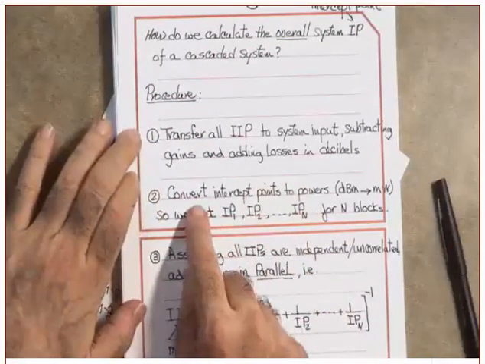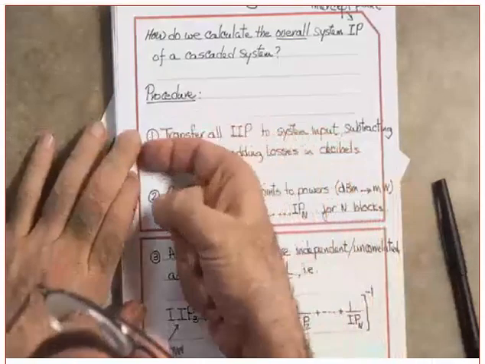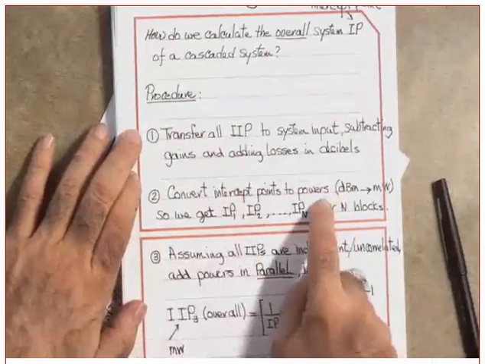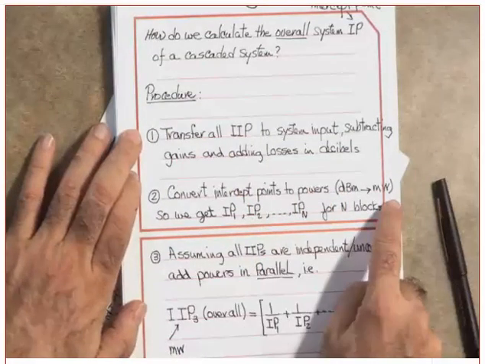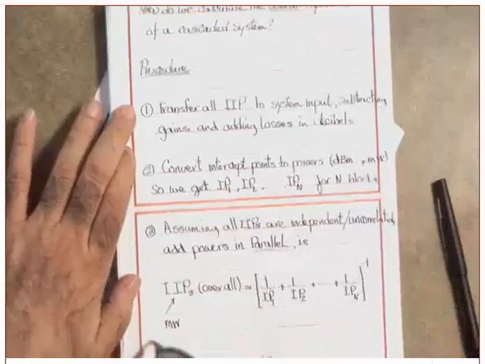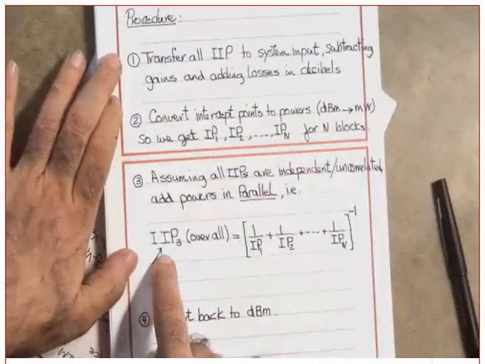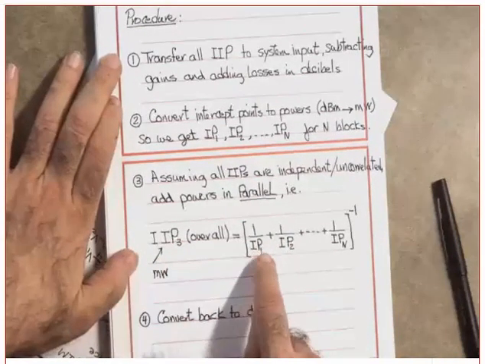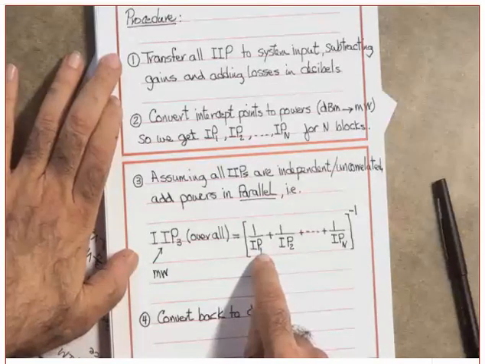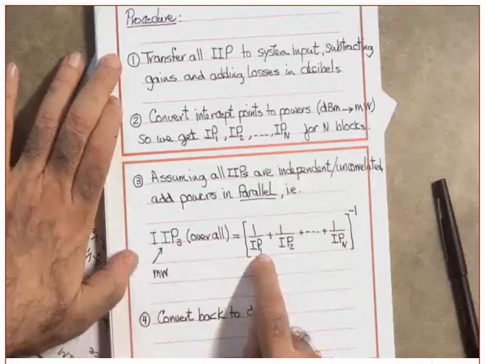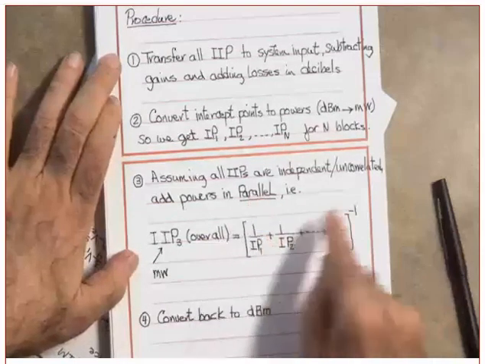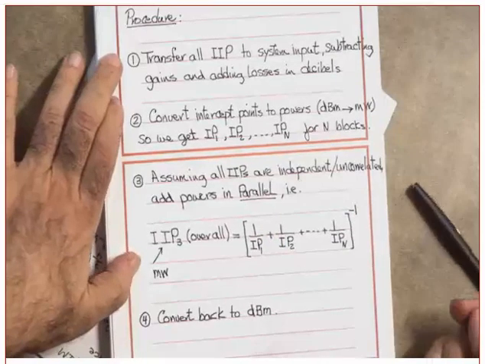I will explain that to you in just a second. After you transfer them all to the input, change all of them from dBm to regular power in milliwatt. Did you understand that or not? Change everything to milliwatt. Yes? The overall IIP3 is, you treat the IIP3s as if they were resistances in parallel. Yes or no? So it's 1 over this, plus 1 over this, plus 1 over this, the whole thing to the minus 1.